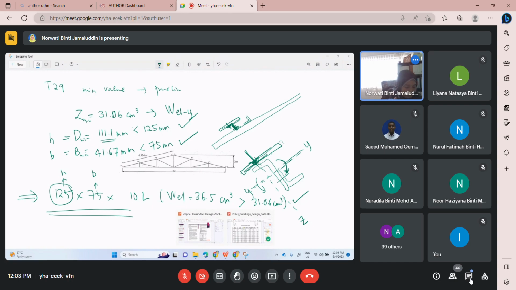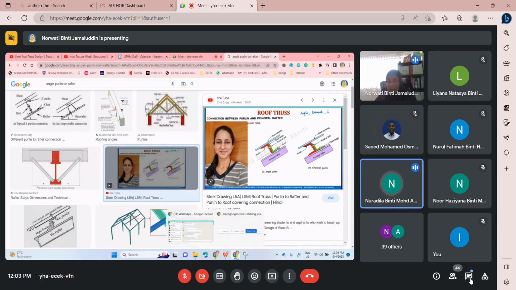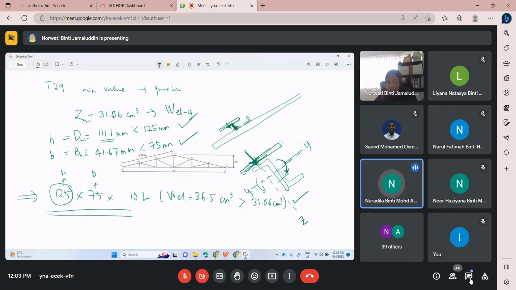Boleh faham? Boleh faham? Doktor, yes Doktor. Tadi tu macam mana, bila kita dah guna unequal ataupun equal angles, kenapa guna unequal?